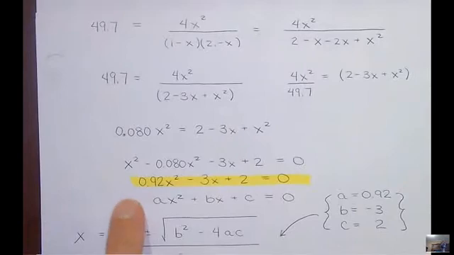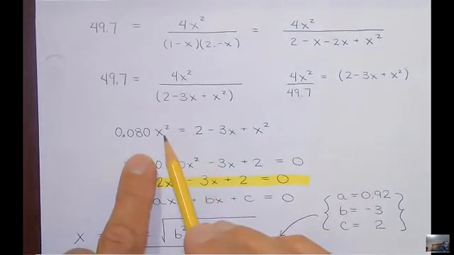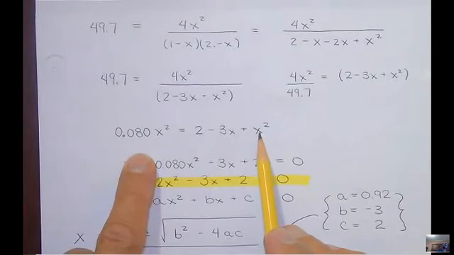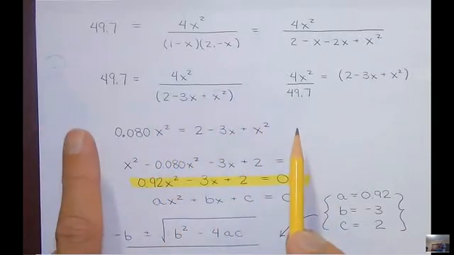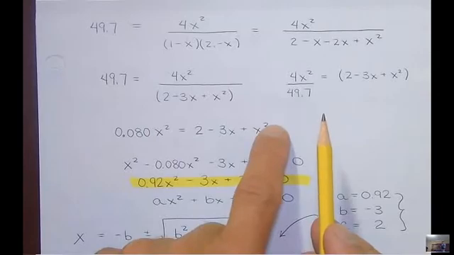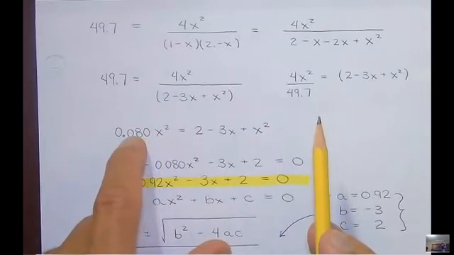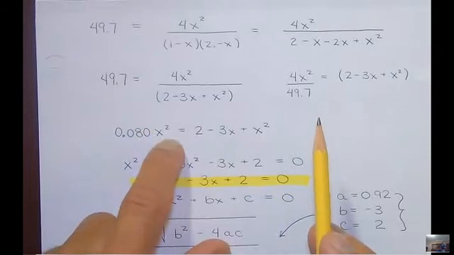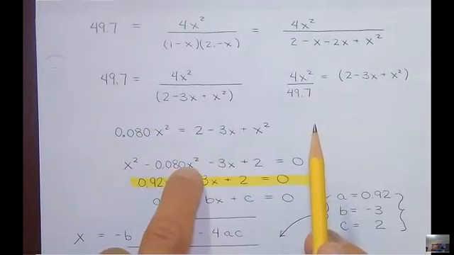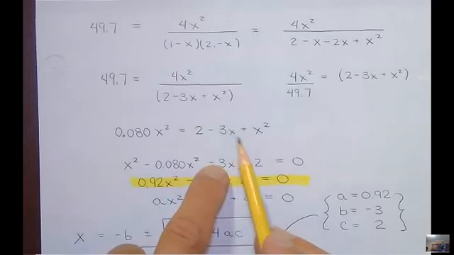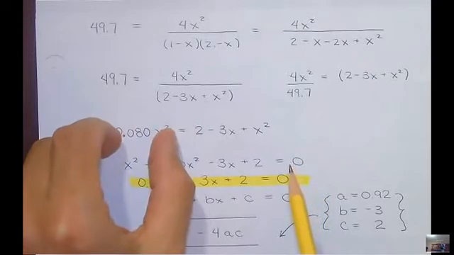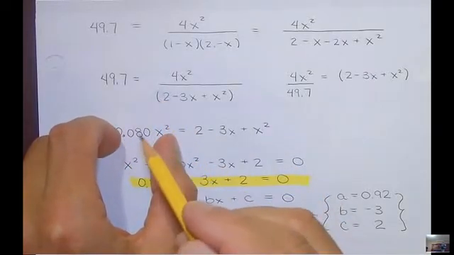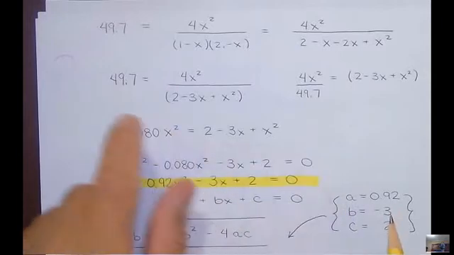So last step, gather like terms again. This is a term in x squared. This is a term in x squared, right? So I'm going to bring them both over, let's actually bring everything over to this side. So I have x squared minus 0.08 x squared minus 3x plus 2 equals 0, because if I subtract 0.08 x squared from both sides, that's how I get a 0 over here.